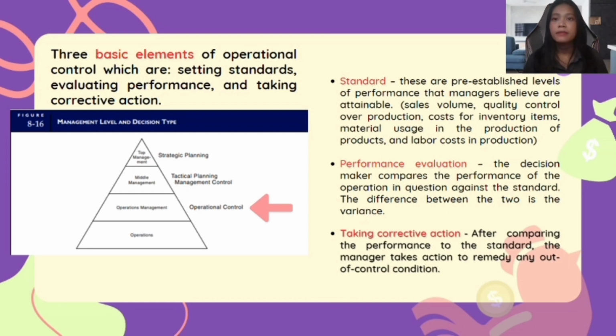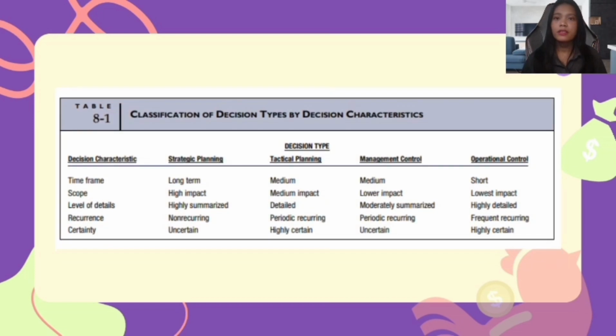To comprehend much better, the table you can see on the screen classifies strategic planning, tactical planning, management control, and operational control decisions in terms of time frame, scope, level of details, recurrence, and certainty. For the strategic planning, the time frame is long term. For the scope, it is high impact. Level of details is highly summarized. The recurrence is non-recurring, and for certainty, it is uncertain.